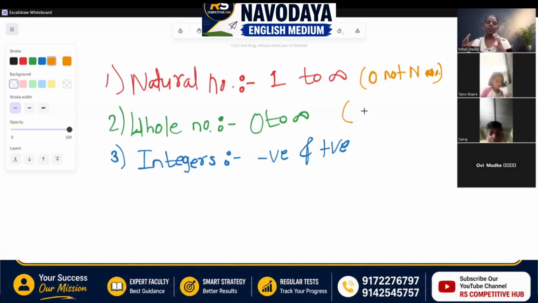Which number is not a natural number? Which whole number is not counted in the natural numbers? 0. Yes, 0 is a whole number, but not a natural number. 0 क्या है? 0 is a whole number, but 0 is not a natural number.